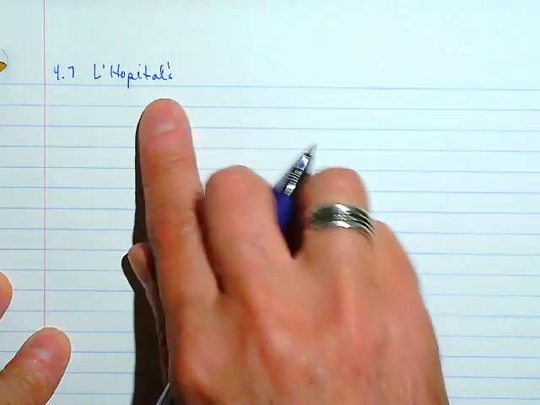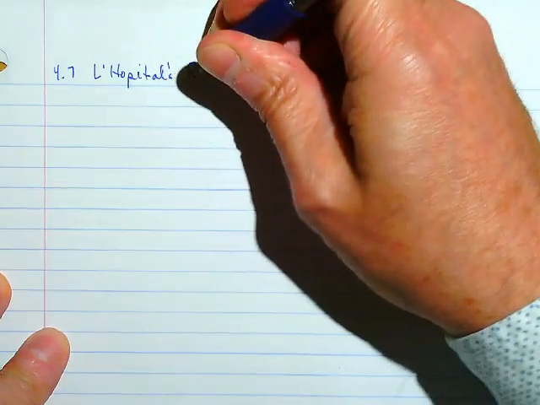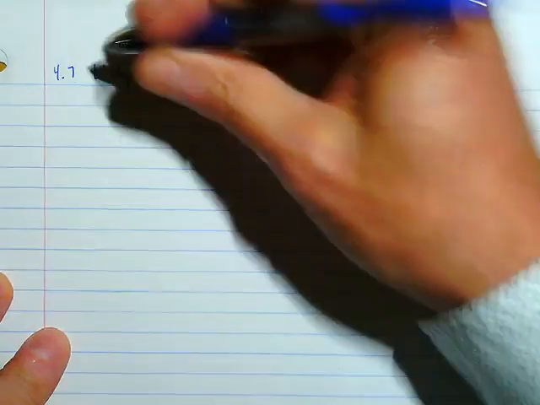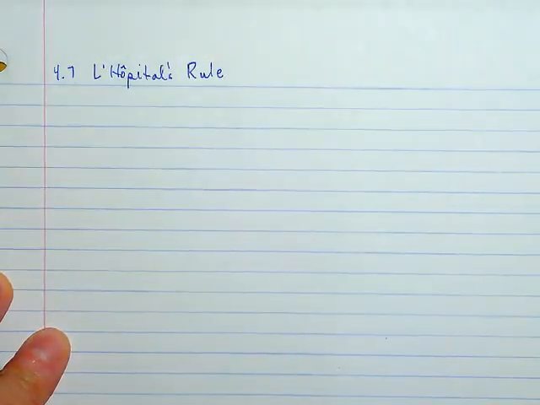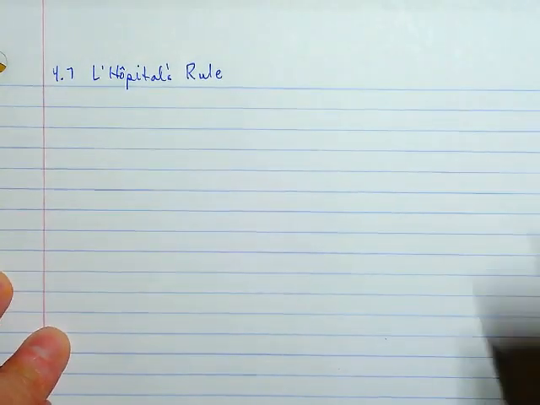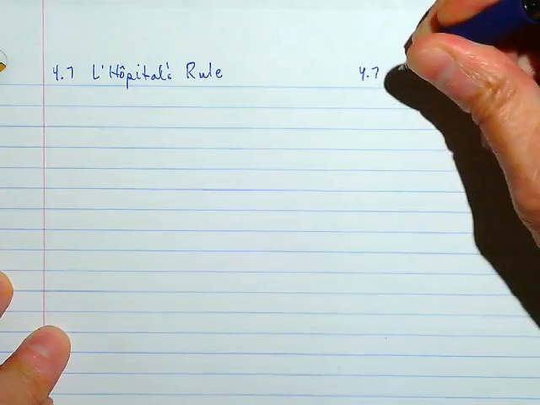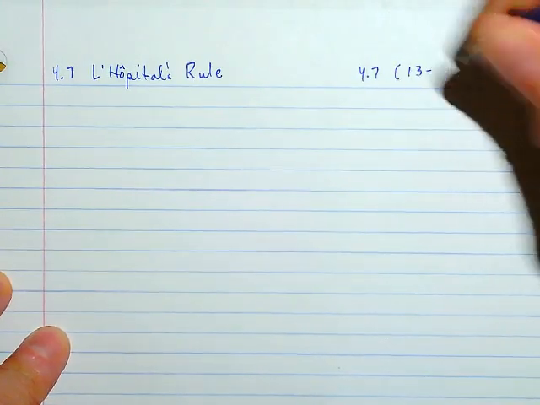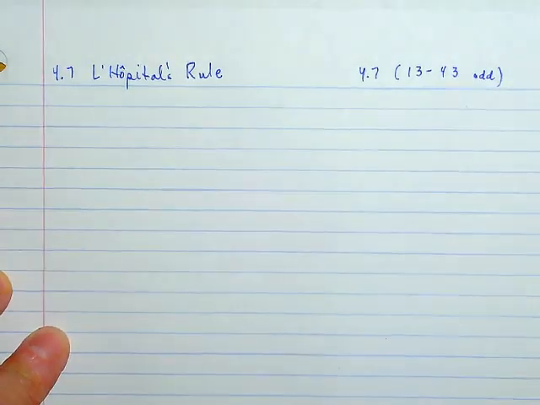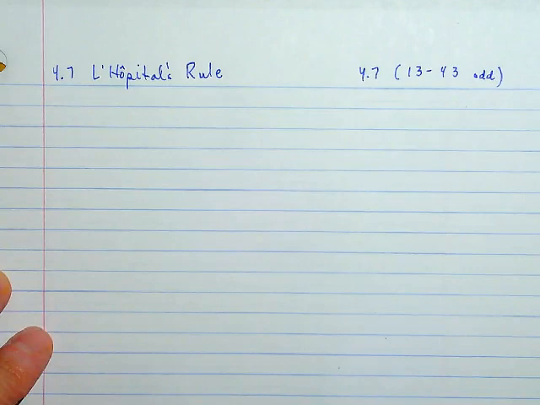So in section 4.7, L'Hopital's rule, it looks like hospital, but it's L-H-O. If you want to do the little accent hat on the O, that's fine. L'Hopital, no hospital there. This is in section 4.7 in your book. Some homework to do would be 13 through 43 odds, or every other odd, or enough to see that you've practiced. I'll also get a worksheet up for you, and then mixed review.